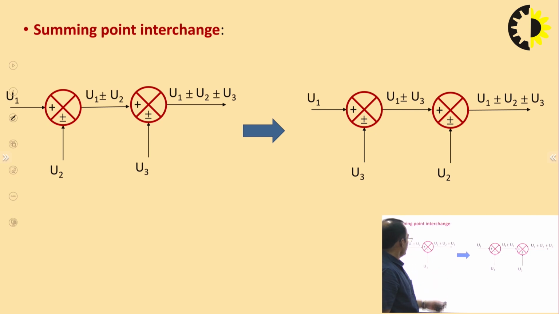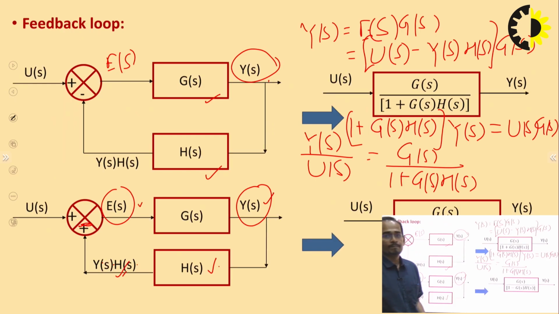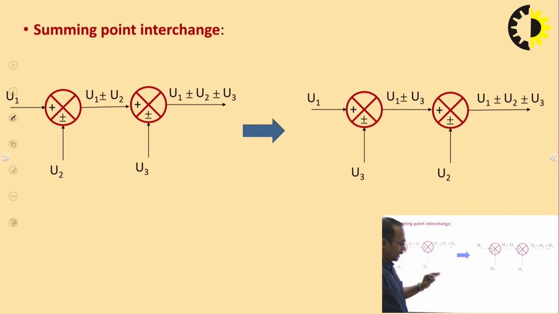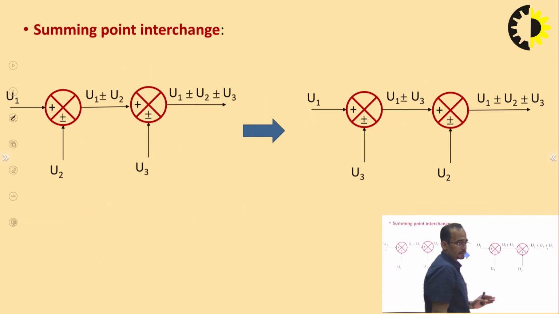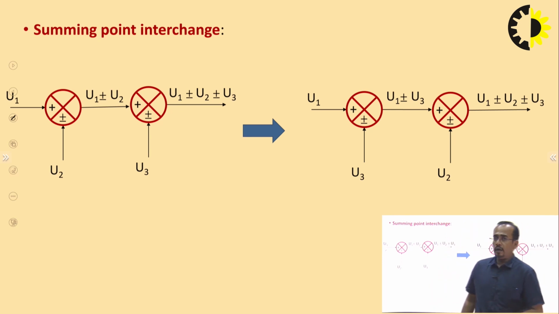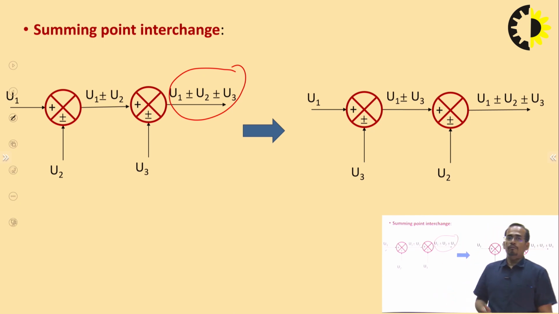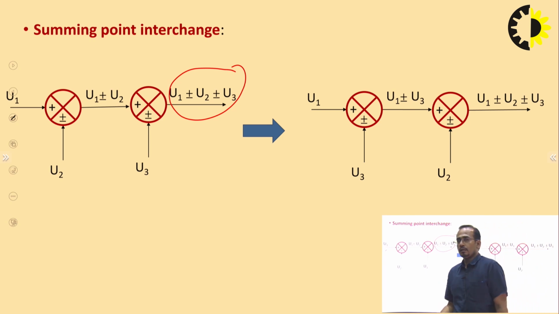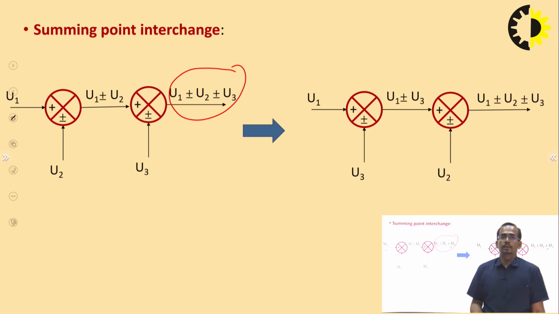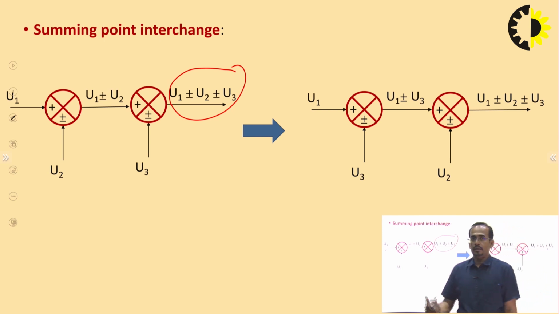Coming to the next rule, summing point interchange. Whenever I use the block diagram reduction rules, the intention is to get the same output that we would get without changing the block diagram, that is, without using the block diagram reduction method.